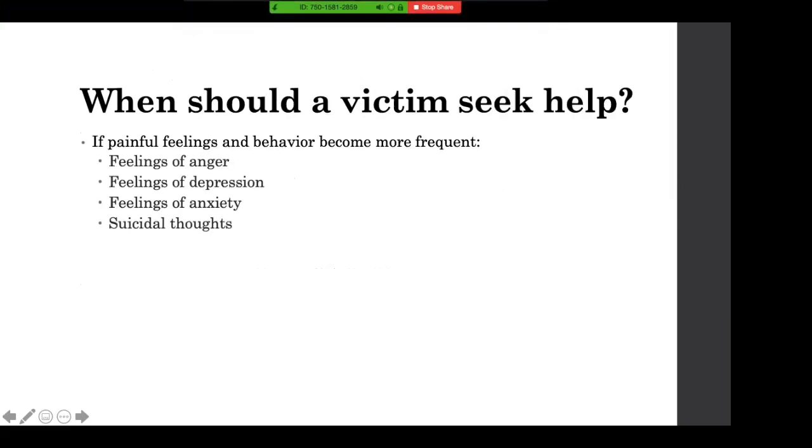So when should a victim seek help? Well, a victim should seek professional help if they experience feelings or behavior that is preventing them from healing or improving their personal growth. There is no perfect time to seek help. The moment they begin to question whether they should seek help is honestly the moment that they should seek help immediately.